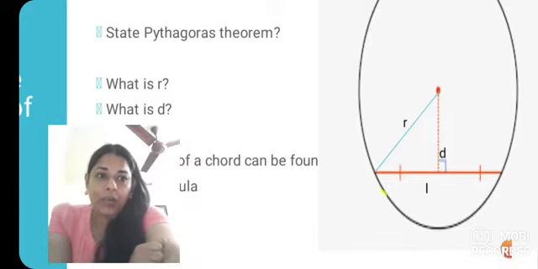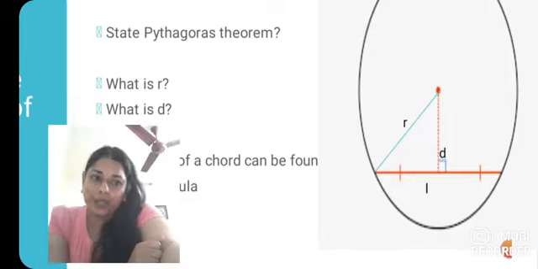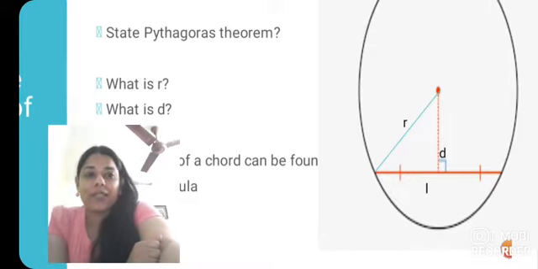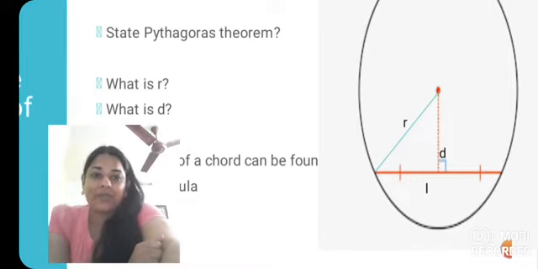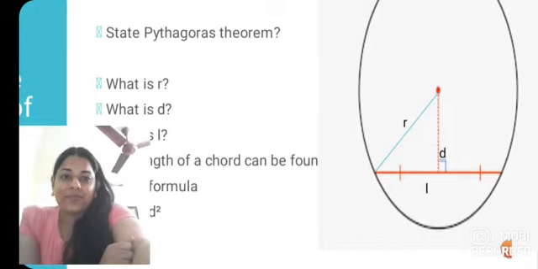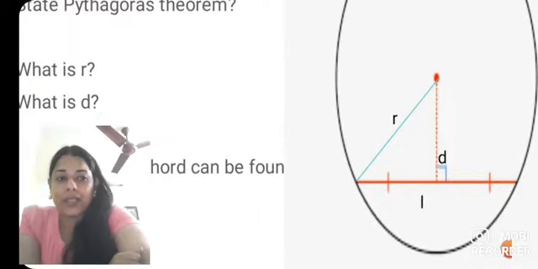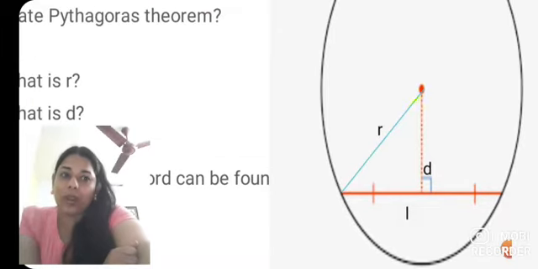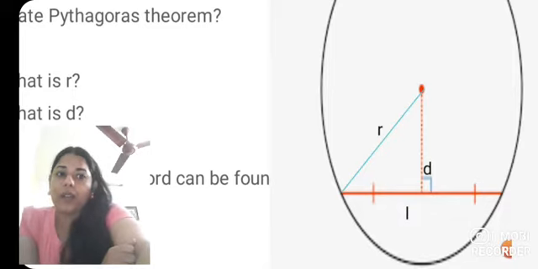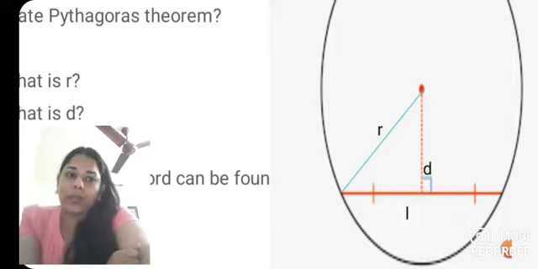From here up to here, what will the distance be? L by 2. Okay. State the Pythagoras theorem. In a right angle triangle, hypotenuse square is equal to length square plus altitude square. Very good. Where does the hypotenuse come? Here it is 90 degrees, and the side opposite to it is the hypotenuse. Therefore, R square will be equal to L by 2 whole square plus D square.